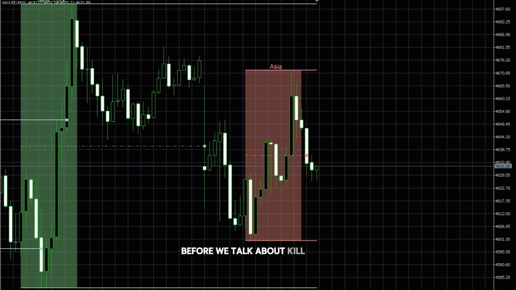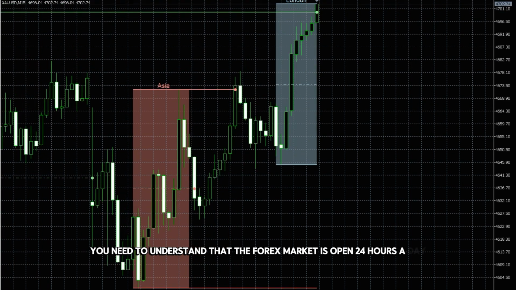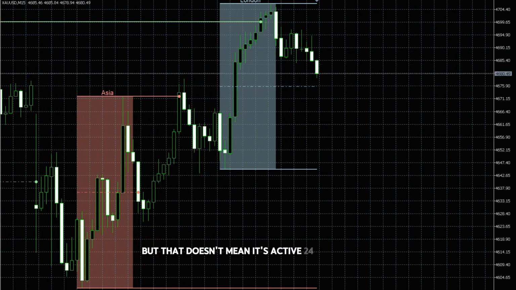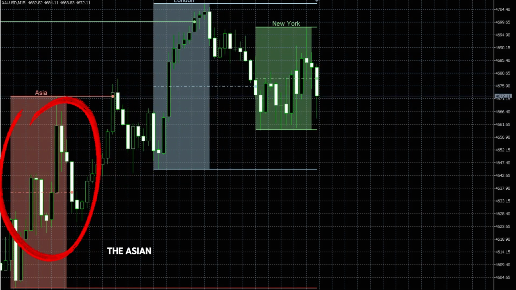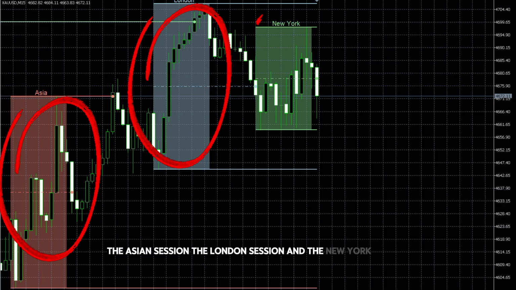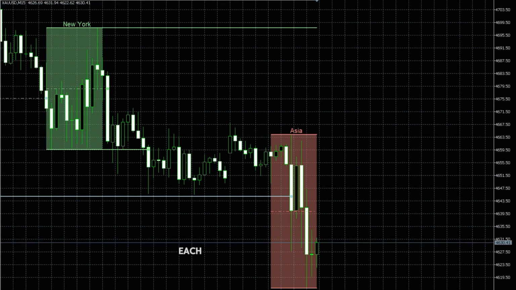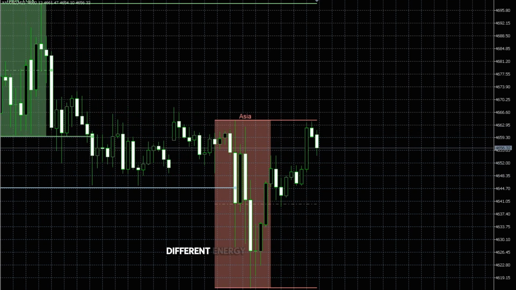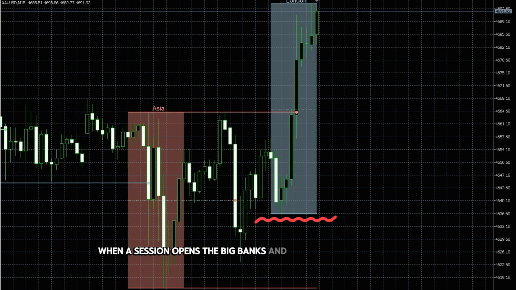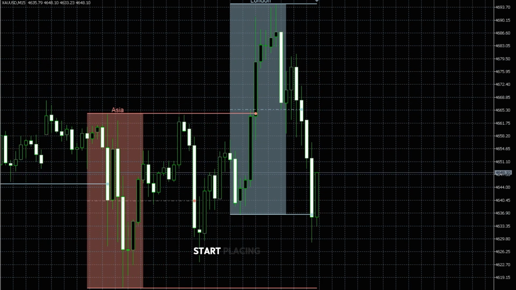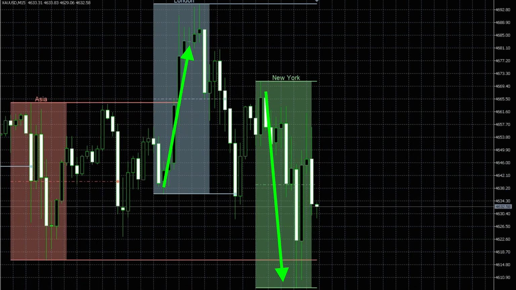Before we talk about kill zones, you need to understand that the Forex market is open 24 hours a day, but that doesn't mean it's active 24 hours a day. The market is split into 3 main sessions: the Asian session, the London session, and the New York session. Think of them like 3 different shifts at a factory. Each shift has different workers, different energy, and different output. When a session opens, the big banks and institutions in that region start placing their orders. And that's when price starts moving seriously.